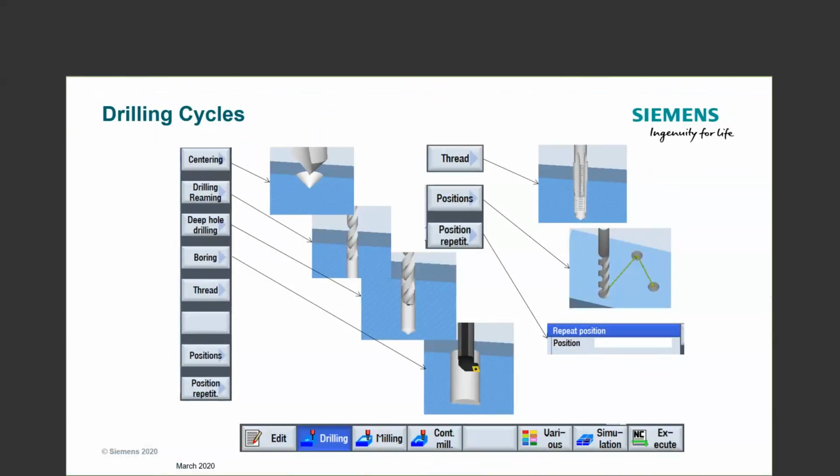Okay, so whenever we select drilling, again, this is what we're going to be doing, the horizontal soft keys. When we select drilling, this is the vertical column of soft keys that we will see. The choices are centering, drilling and reaming, deep hole drilling, boring, threading, and then we also have these two soft keys where we can identify the position, either by random locations.